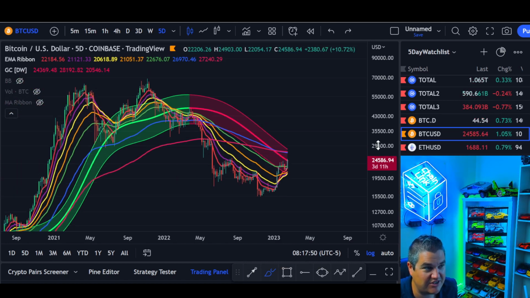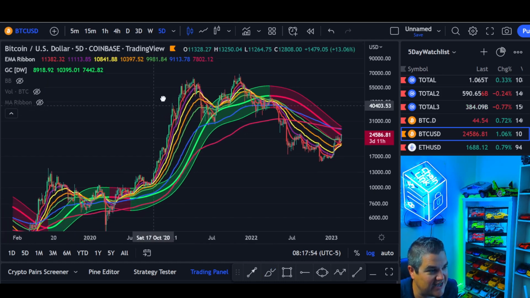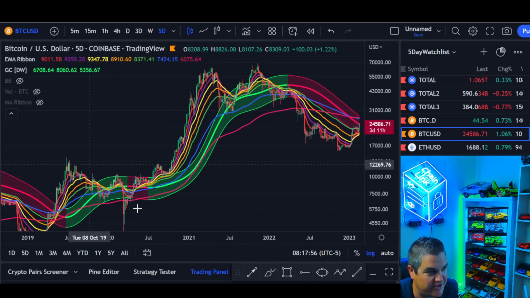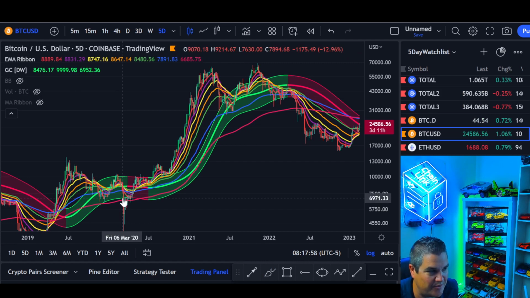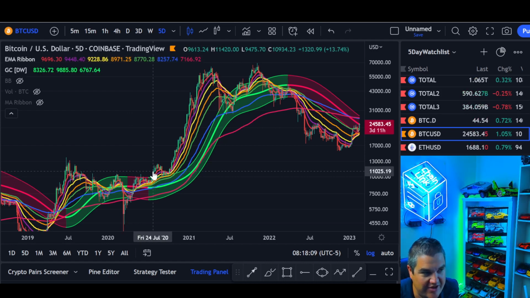Okay, so let's go look historically at what kind of moves have happened after that. Last time, right here, the March of the pandemic 2020, obviously a black swan event, but it still worked here. Look at the red turn green, price action on top. Does that mean you buy at the 11K right here and you definitely can't lose money? Of course not. You're just trying to increase your odds.